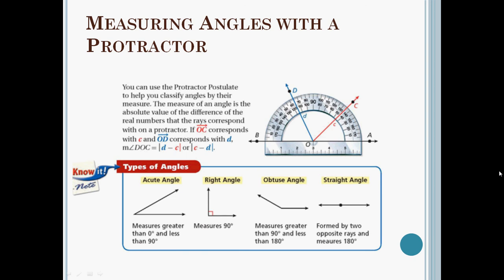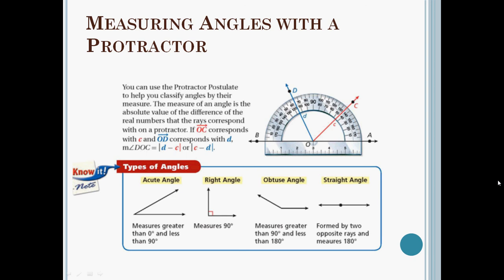When we use a protractor to measure, it's very important that we know what kind of angle we're measuring. We can classify them by their size. An acute angle is any angle that is measuring greater than 0 degrees, which means it at least exists, and less than 90. So angle COA would be an acute angle.